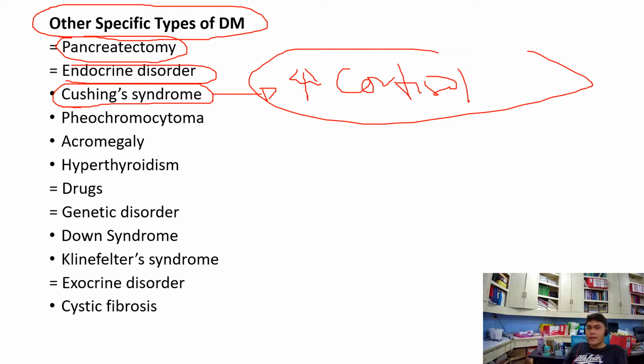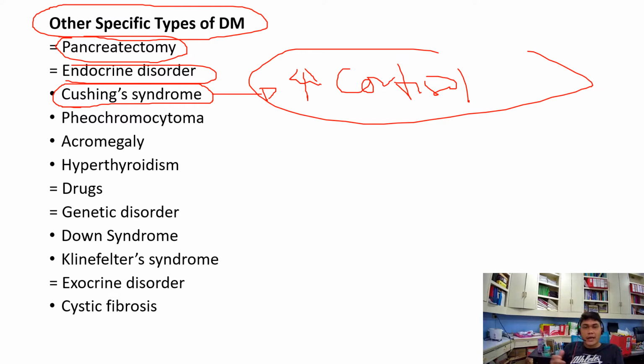Okay? Next, pheochromocytoma. So for pheochromocytoma, it's a tumor in the adrenal gland. And that tumor produces an excessive amount of catecholamines. Example of catecholamines, you have your epinephrine. Okay? And epinephrine is a hyperglycemic hormone.